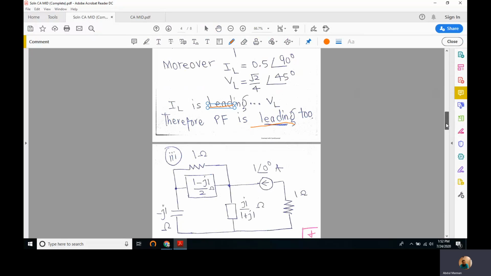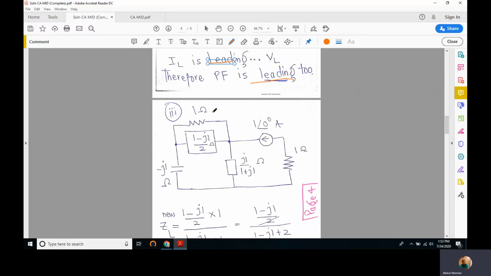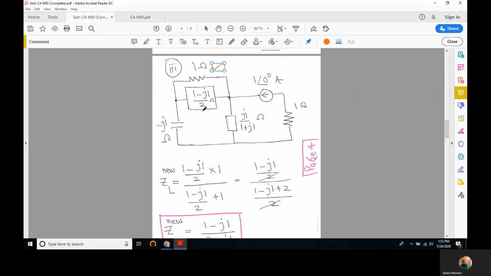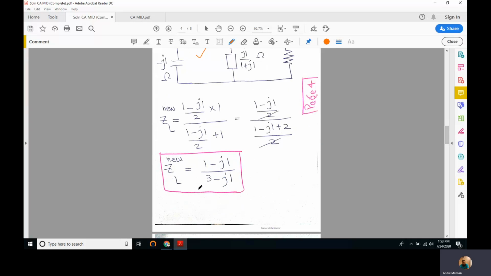This is the situation where we have the same ZL, but now we have a 1 ohm resistor connected across this load. So this requires a bit of mathematics involving complex algebra. ZL new would be this impedance in parallel with this impedance, so Z1 times Z2 over Z1 plus Z2. If you solve it, the new ZL comes out to be 1 minus j1 over 3 minus j1.